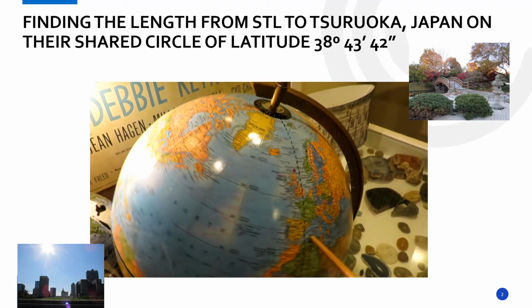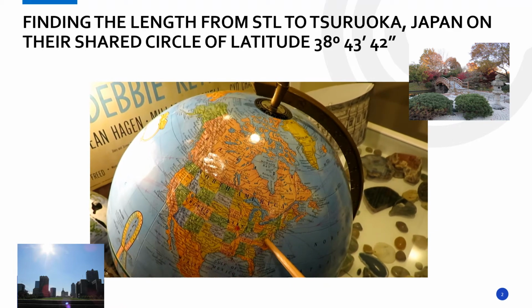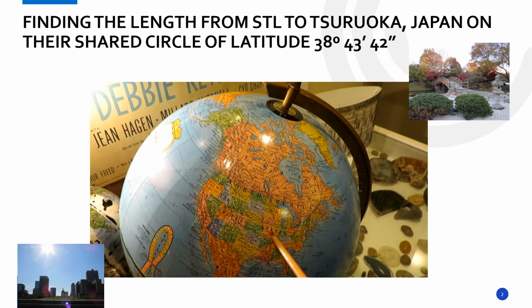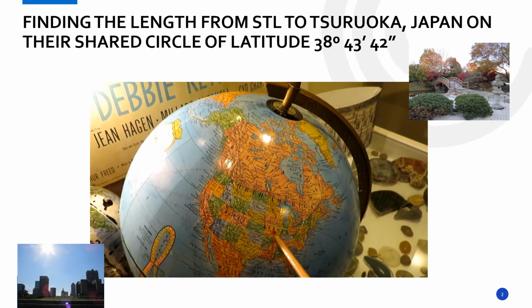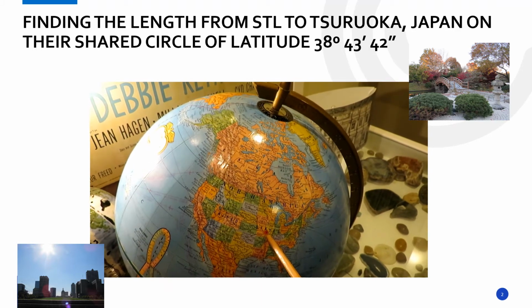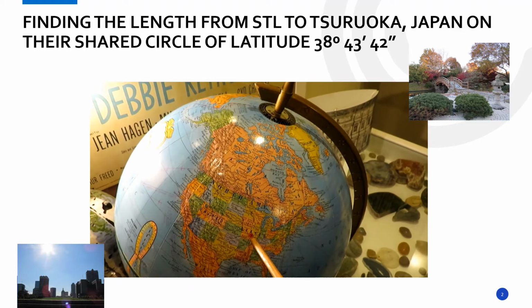St. Louis, on the other hand, is west. So we would go across the Atlantic Ocean, across the East Coast to the center of the United States, and St. Louis is 90 degrees, 19 minutes, 55 seconds west. Now again, I'm picking a specific point in St. Louis and a specific point in Soroka, Japan.